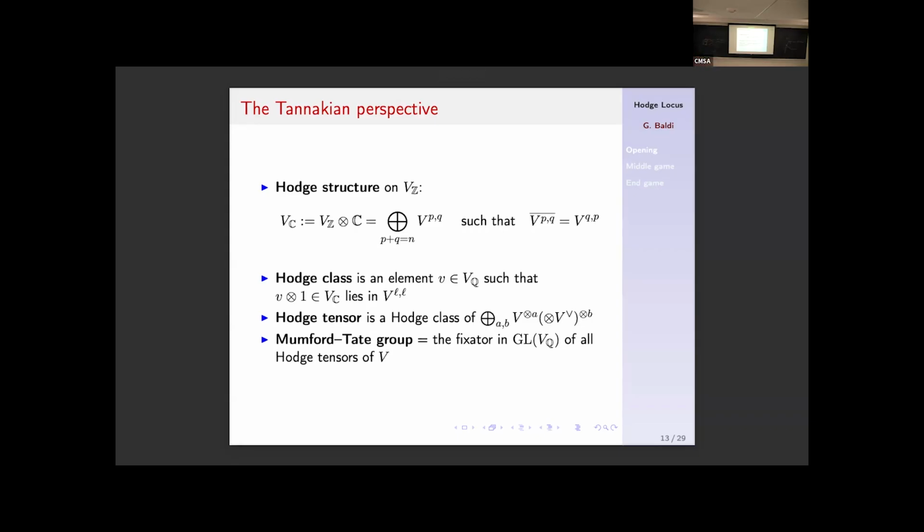Now I introduce a group that measures the amount of symmetries of my system. The Mumford-Tate group is simply the fixator in GL(V_Q) of all Hodge tensors. So from the Hodge tensors, I can build a group. And I can associate this group both to the variation of Hodge structure and to each point. You can think that your variation of Hodge structure is a complicated system. Even if you think of it as discrete, there's a global symmetry group, which I will denote G, the global symmetry.